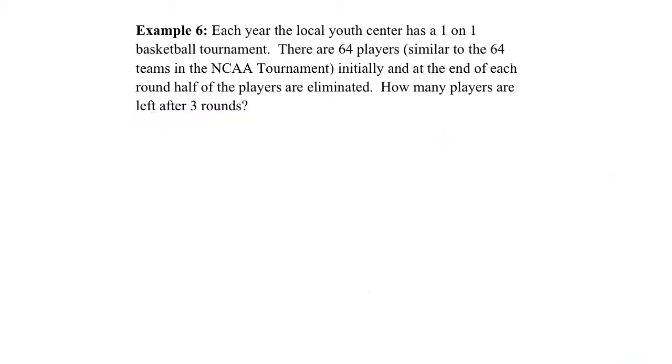Let's take a look at an example of life. Each year, the local youth center has a one-on-one basketball tournament. Imagine there are 64 players, similar to 64 teams in an NCAA bracket. Initially, and at the end of each round, half the players are eliminated. How many players are left after 3 rounds? Half of 64 is 32. That's 1 round. Half that is 16. Half that, the answer is 8. So I know you can do it in your head by halving, right? But let's go ahead and do the process.